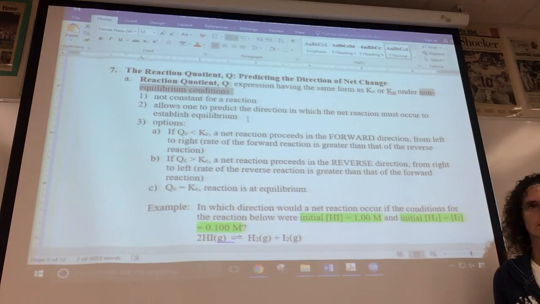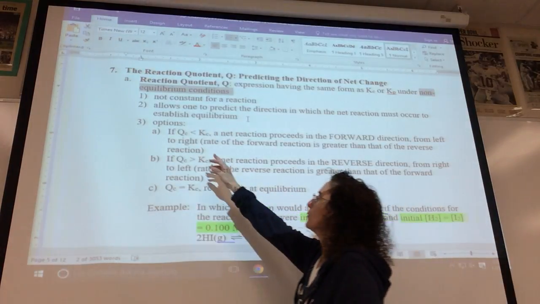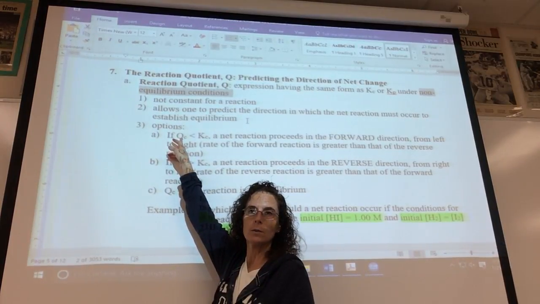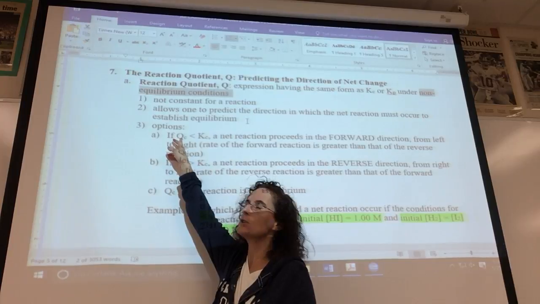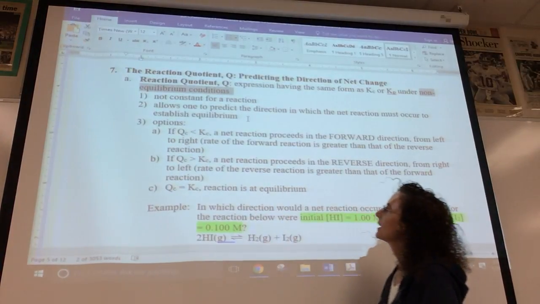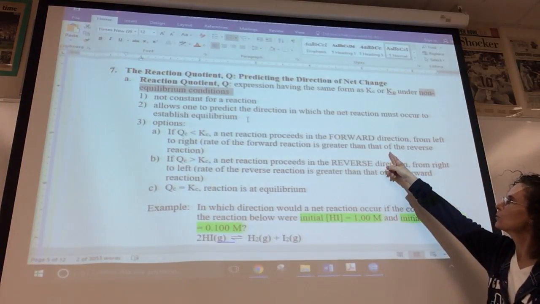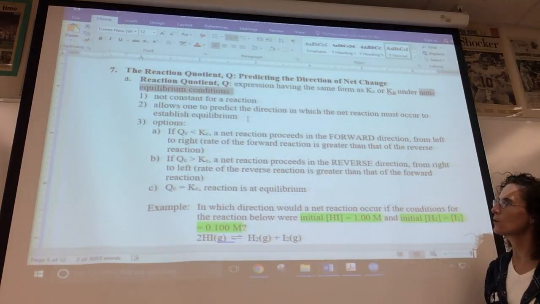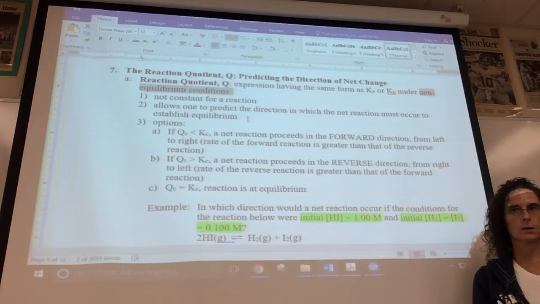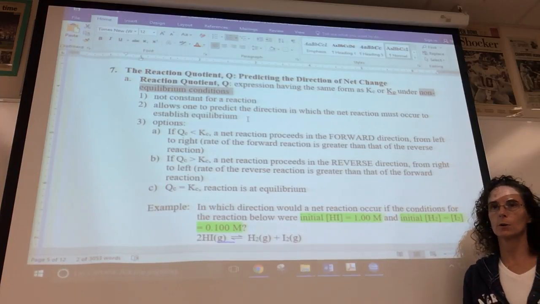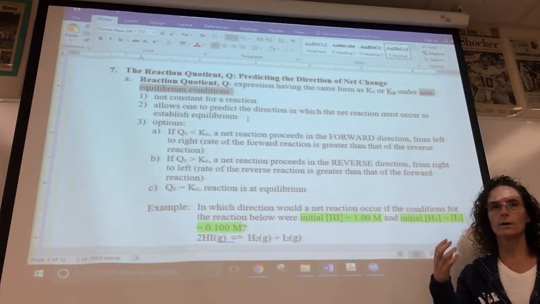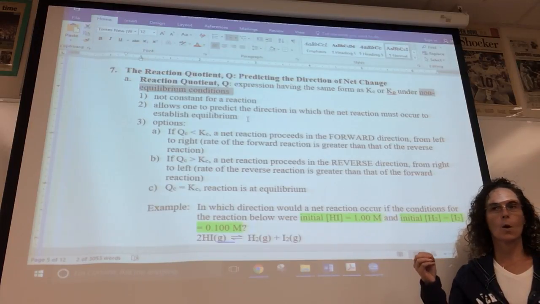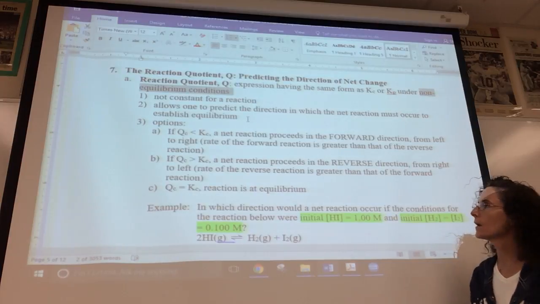There are 3 situations. If Qc, calculated from non-equilibrium conditions, typically initial conditions, is less than Kc, then the reaction proceeds in the forward direction. So the rate of the forward reaction is greater than the rate of the reverse reaction. That's because you haven't reached equilibrium yet. You have more reactant than you do product.